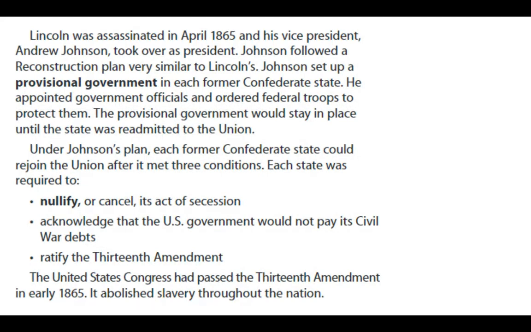Under Johnson's plan, each former Confederate state could rejoin the Union after it met 3 conditions. Each state was required to nullify or cancel its act of secession, acknowledge that the U.S. government would not pay its Civil War debts, and ratify the 13th Amendment. The United States Congress had passed the 13th Amendment in early 1865. It abolished slavery throughout the nation.